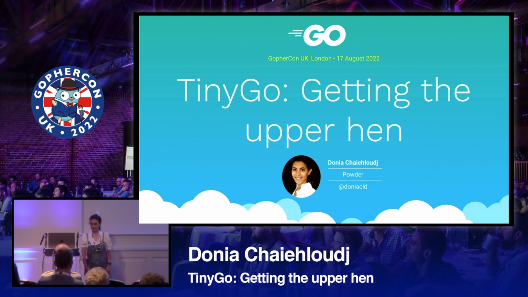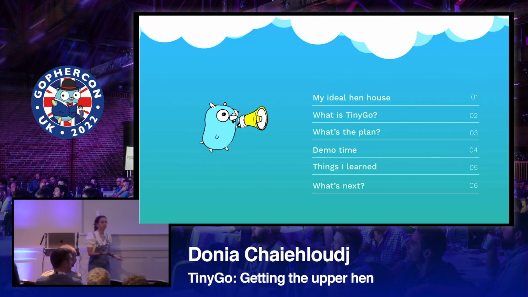Today, I will talk about TinyGo and how I used Go to monitor my henhouse using the TinyGo compiler. I will cover what my ideal henhouse is. I will do a brief introduction of TinyGo with a bit of theory, and then I will do a live demo so you have a grasp of what TinyGo is and how you can use it. And I will wrap up with the things that I learned along this project and my next steps.